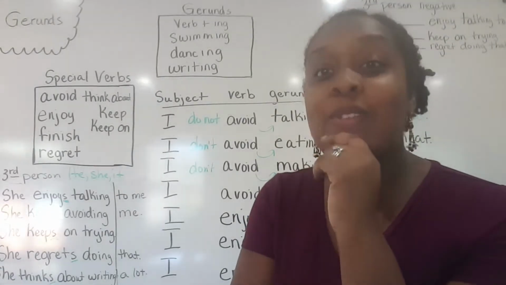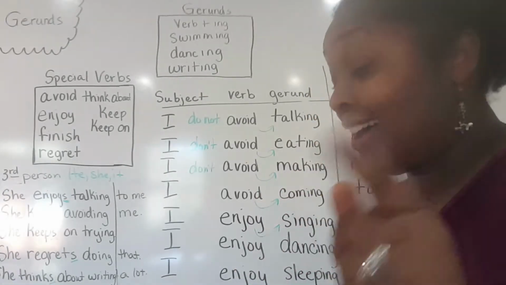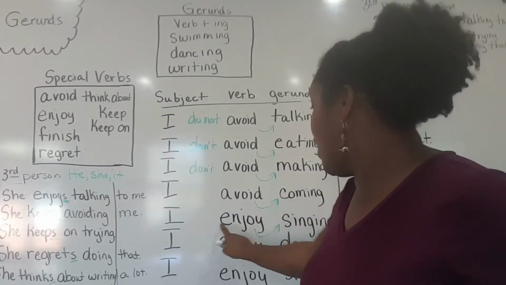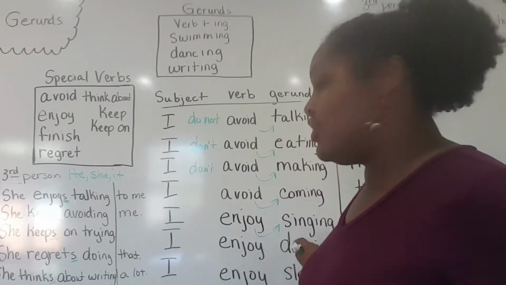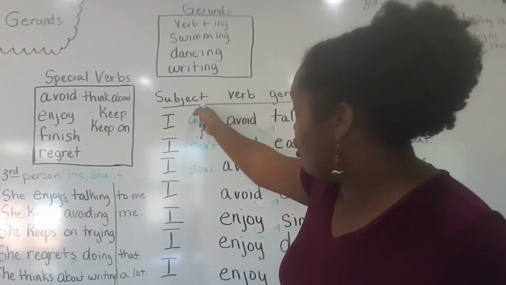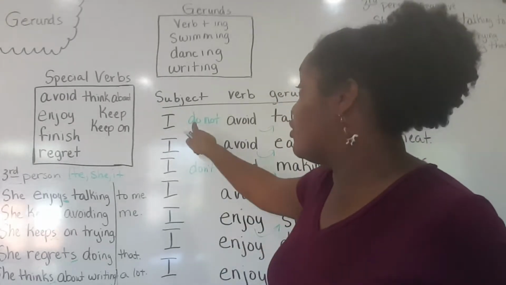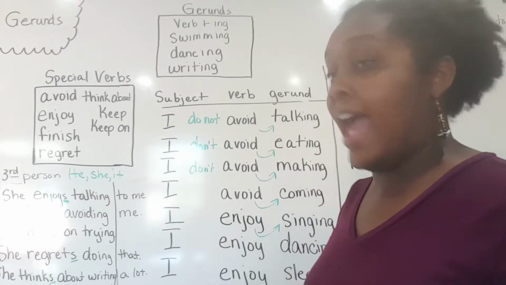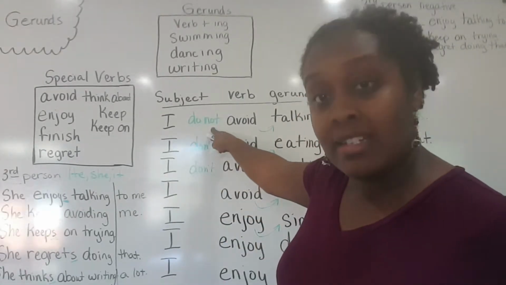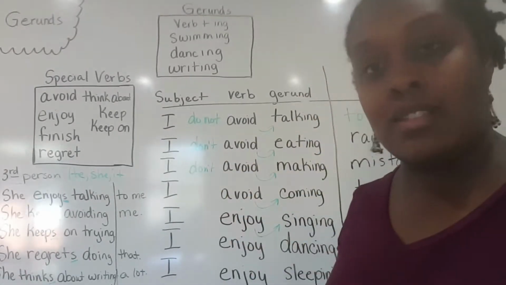You don't avoid coming late to class. Ha ha ha. Or I don't enjoy singing. I don't enjoy dancing. So your do not is here. We use do as the auxiliary verb, which is the helping verb. We're speaking of actions. And then we use the negative not. Everything else in your sentence stays the same.